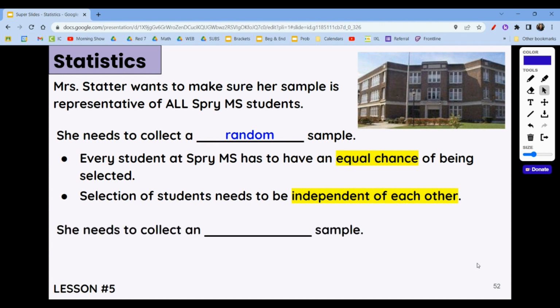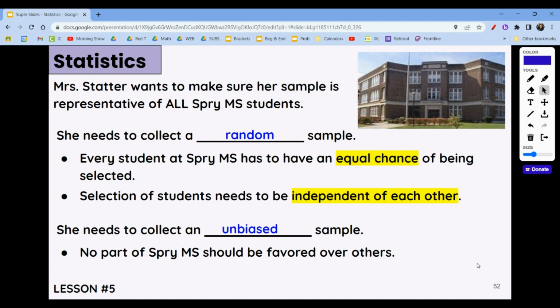She needs to collect an unbiased sample. So no part of Spry Middle School should be favored over others. So this basically means that everyone at Spry needs to have a chance of being selected. It can't just be 7th graders. It can't just be Red House. Everyone in the school has to have a chance of being selected, and she's going to randomly select 60 students.